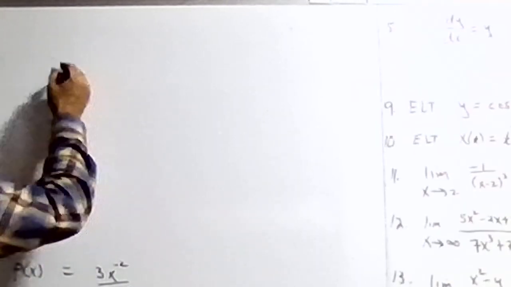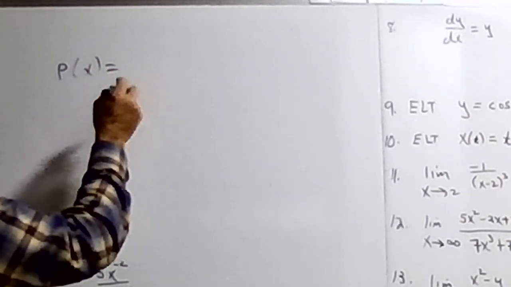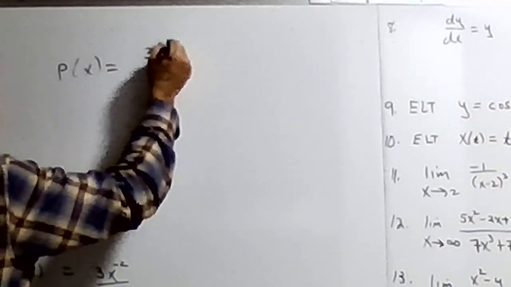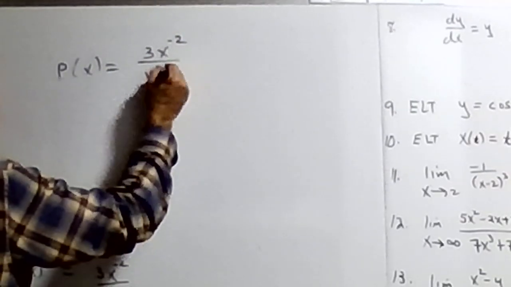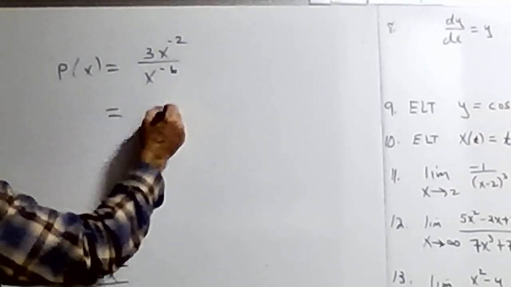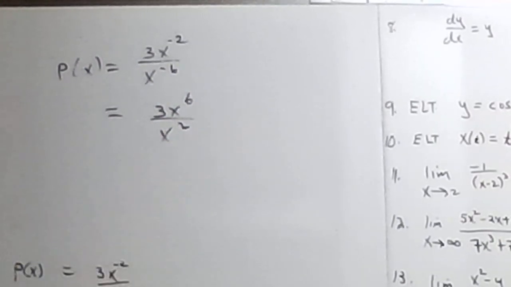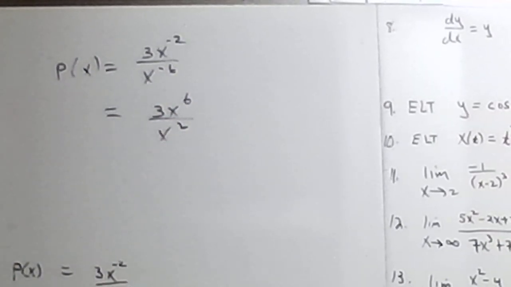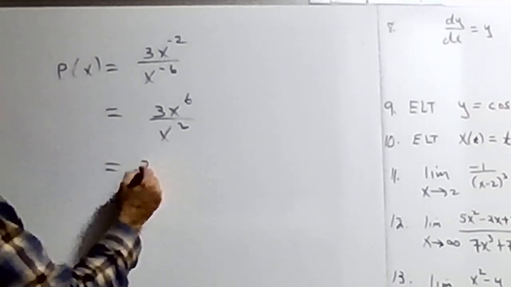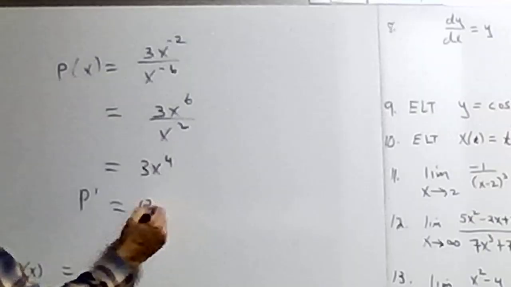All right, we've got P of x, I'll write it up here because it seems like the video is not capturing it at the moment. Minus 2x to the minus 6. So what's that derivative? Well, first thing you want to do is rewrite this as 3x to the 6 over x squared. That's hopefully part of your foundation, knowing that that's true. So that's 3x to the 4. So what is p prime? P prime is 12x to the 3.